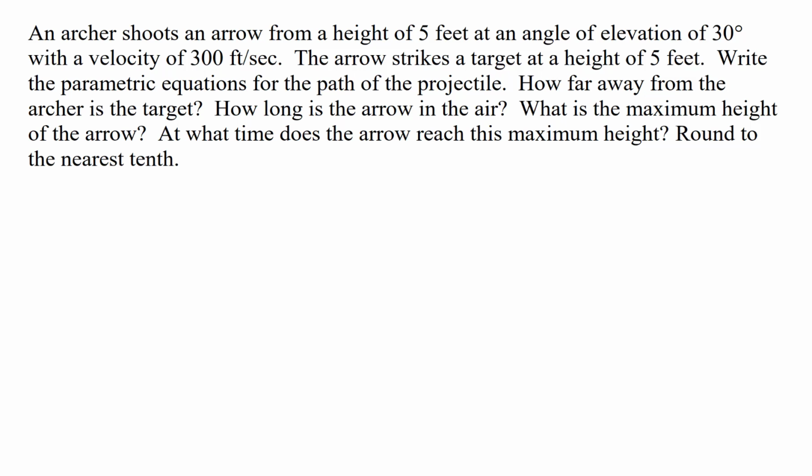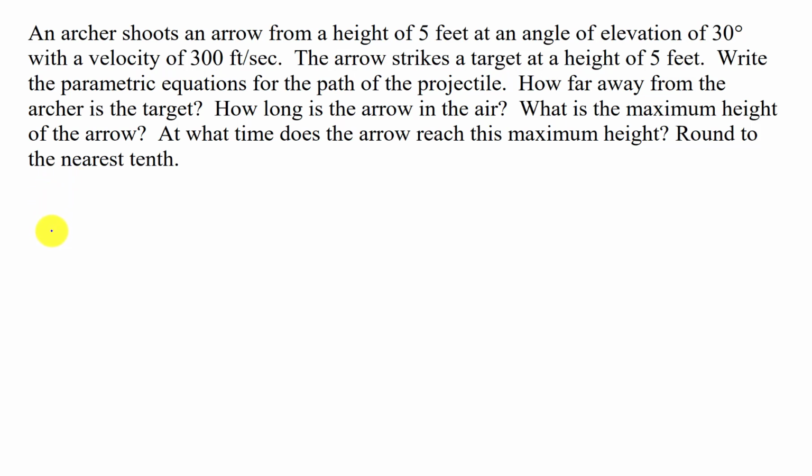An archer shoots an arrow from a height of 5 feet at an angle of elevation of 30 degrees with a velocity of 300 feet per second. The arrow strikes a target at a height of 5 feet. Write the parametric equations for the path of the projectile, and then we're going to find out some other stuff.